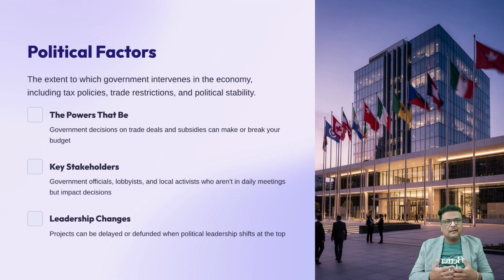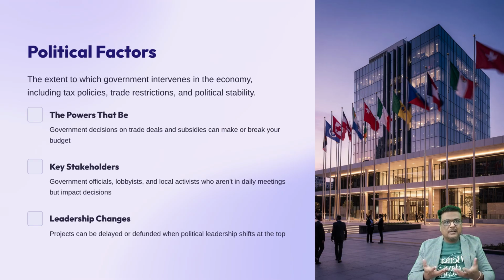Stay with me here, because you've probably seen this at the office where a project gets delayed because of a change in leadership at the very top. These stakeholders aren't in your daily meetings, but their decisions on things like trade deals or government subsidies can make or break your budget. By scanning the political landscape, you identify stakeholders like government officials, lobbyists, or even local activists.